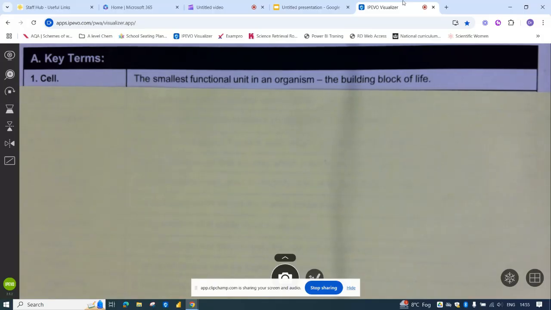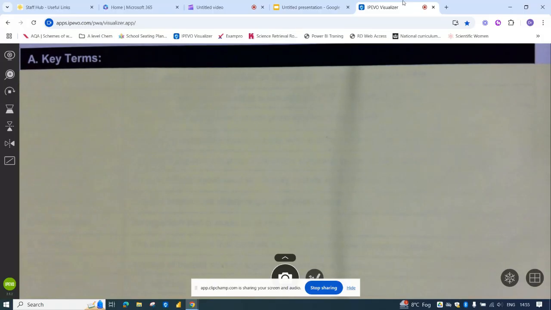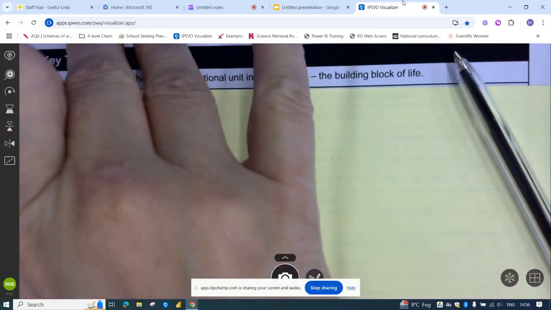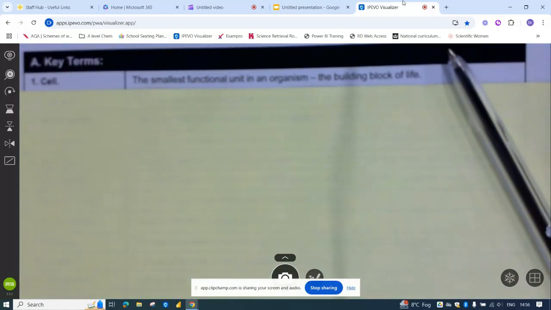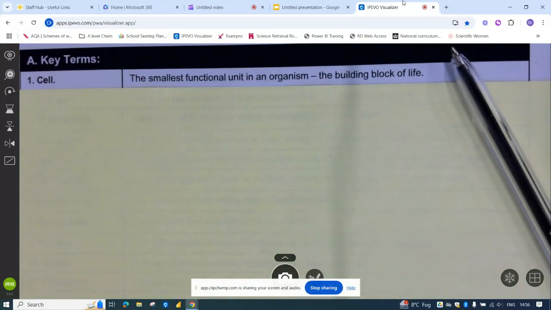I am simply going to cover that now and see if I can remember that key definition. A cell is the smallest functional unit in an organism. It's part of the building blocks of life. I would then uncover and check: have I got the definition right? Yes, so I have remembered that correctly. I would say this a few times to make sure that definition was secure in my memory.